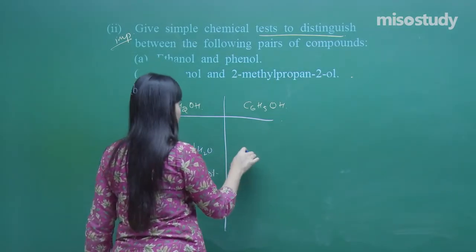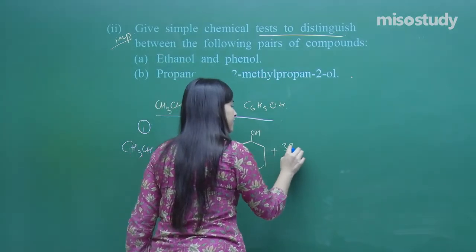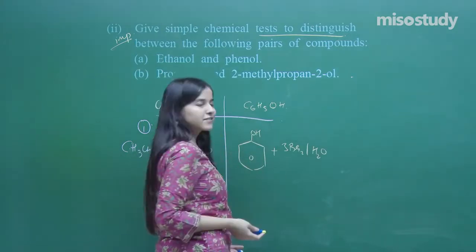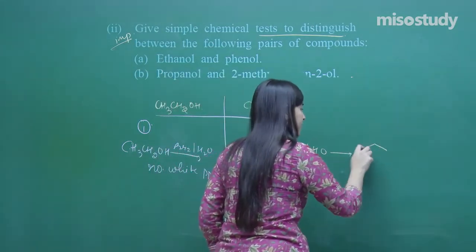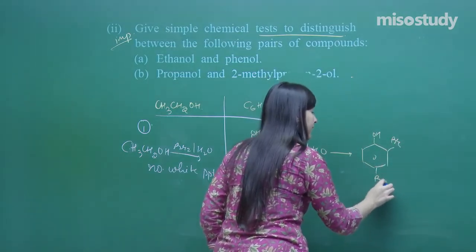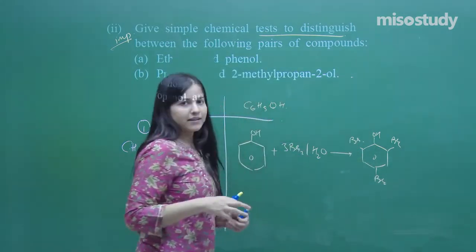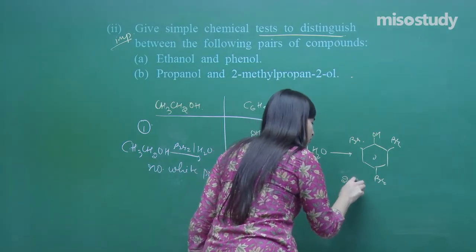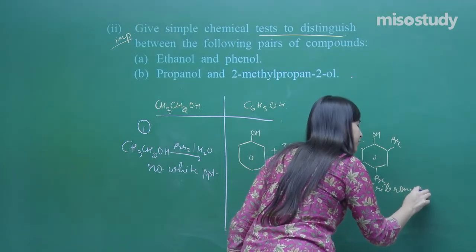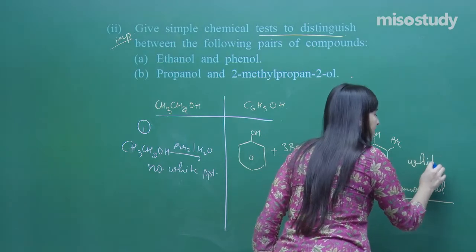So we have phenol plus 3Br2 in the presence of H2O. Why 3? Because it's a tri-substituted product that we get. So it's like this. You need to have the proper reaction for it also. Display the proper reaction, otherwise there are chances that they cut marks. 2,4,6-tribromophenol, right? Clear? And don't forget to write white PPT here.